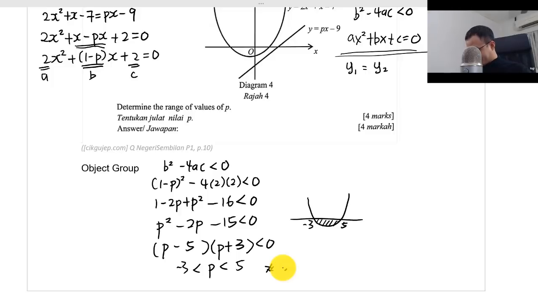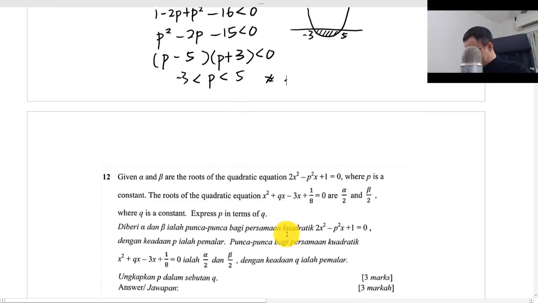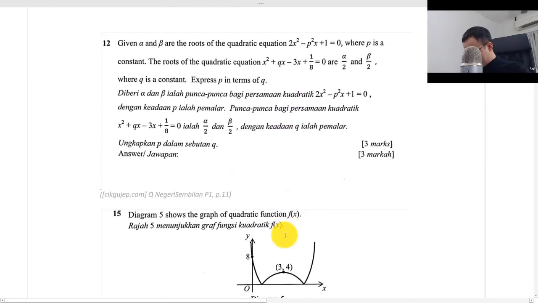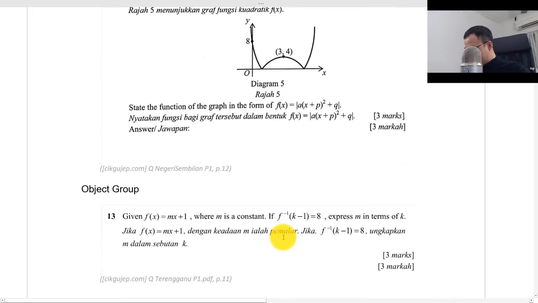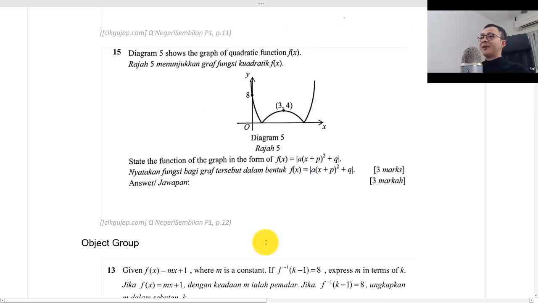Okay, number 12 is very easy, you do it yourself. Okay, number 15 here.